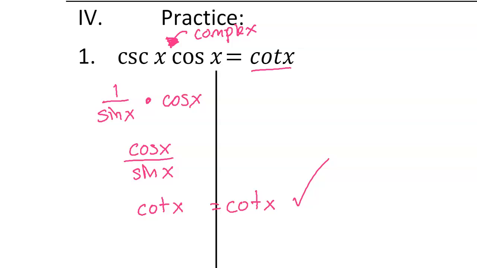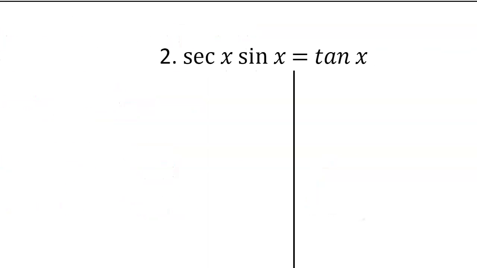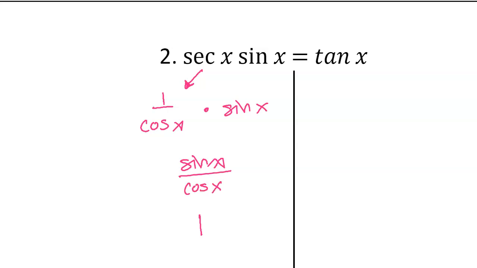So the rest of the class is just going to be me trying to work through as many examples as possible. I don't think that I want to do this next one because it's extremely similar to the one that we just did, right? Or I guess I'll do it really quickly, but I want to get to the more complex one. So here, I rewrite secant as 1 over cosine of x. Then this simplifies to sine of x over cosine of x, which simplifies to tangent of x by the quotient identity. And I'm done.